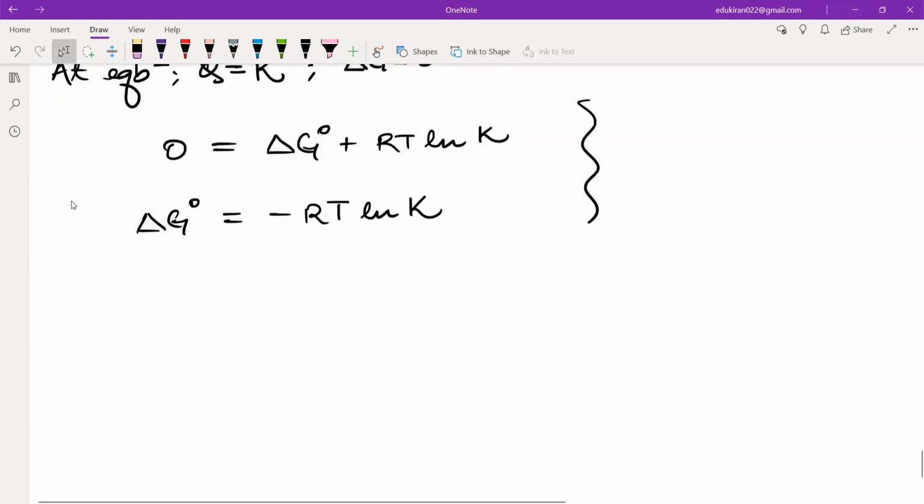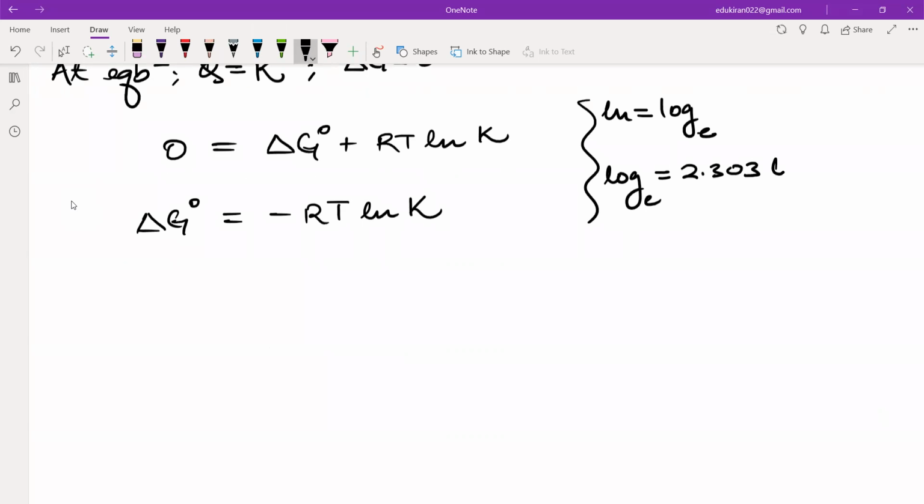Now there is a relationship: ln is what? Ln is equal to log of base e. But we have the log tables and we do general calculation in terms of log of base 10. The relationship between log e and log of base 10 is that log of A to the base e is equal to 2.303 log of A to the base 10. Now here we can write delta G naught is equal to 2.303.